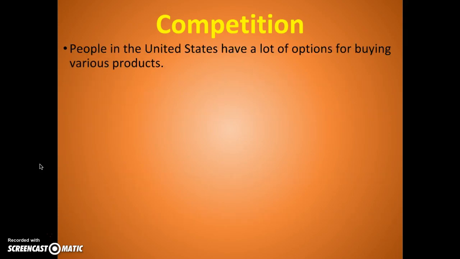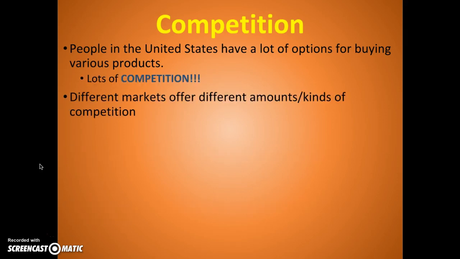First, in order to understand what we're talking about, we need to remember that in the United States, there's a lot of competition, and as customers, we have a lot of options for where we can buy products and what products we can buy, and so businesses compete to get our dollars. What we see is that different types of businesses and different types of markets offer different kinds of competition. So let's define a couple words first.